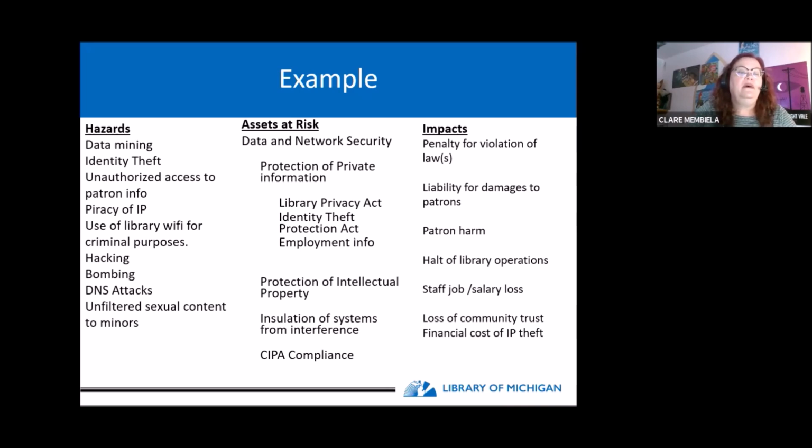You have piracy of intellectual property, the peer-to-peer sharing of movies and streaming things that the library makes available. So it's the misuse of that. It could also be a violation of licensing terms. Then there's the use of library Wi-Fi for criminal purposes. There's not a huge amount you can do about that other than making sure you have some kind of authentication, so there may be a way to trace someone who's doing something they shouldn't.